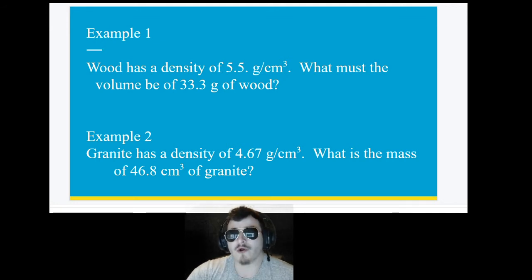So let's look at this. Wood has a density of 5.5 grams per cubic centimeter. Do recall that cubic centimeter is the same thing as milliliter. What must the volume be of 33.3 grams of wood? So they don't tell you to end in a certain unit or anything like that. But the way that you plug it in, the way that it's going to come out, it's going to be in cubic centimeters or milliliters, right? But there is the potential that the question could say, put your answer in liters, something like that, in which you would just utilize dimensional analysis to convert milliliters to liters.